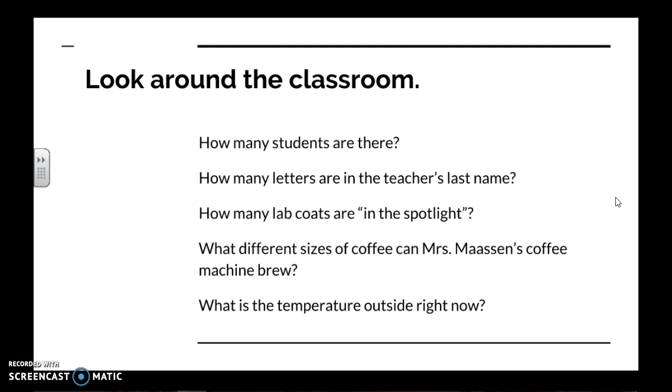And then what is the temperature outside? To do this, you're going to open up a new tab in Google, and you can just Google temperature in North Platte, Nebraska, and it will tell you the exact temperature outside right now. So feel free to pause this or back up if you need to go back to some of these, and then push play when you're ready to move on.